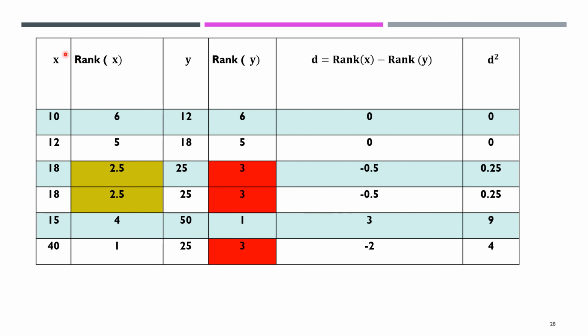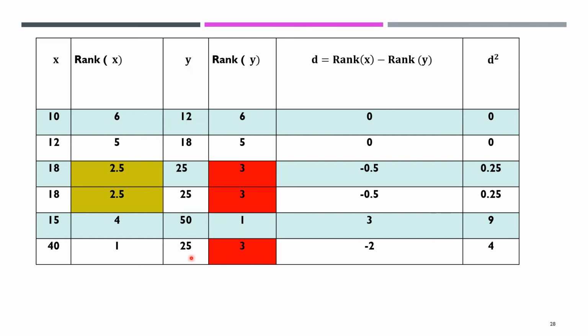Again, the highest value in the column X is 40. So 40 is given rank 1. After 40, the next highest is 18. But there are two values of 18, so there is a tie between the second and third rank. So 2 plus 3 divided by 2, that is 2.5. So 2.5 is given to both 18s, which means the second and third ranks are gone. 15 is given the fourth rank, 12 is 5 and 10 is the sixth rank. So n is equal to 6 here.